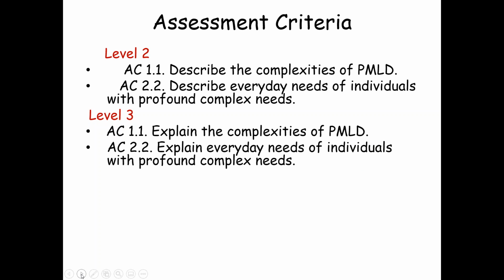We're looking at AC 1.1 and AC 2.2, partly because they link so closely together. So we're going to cover them together in one element, and then we're going to go on to look at the healthcare needs. If you're doing it at level 2, you're describing, and at level 3, you're explaining the complexities of PMLD. So if you're going to explain them, I want you to give me examples. I want you to include references as well at level 3.